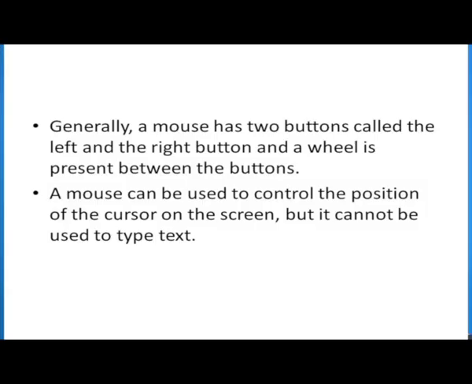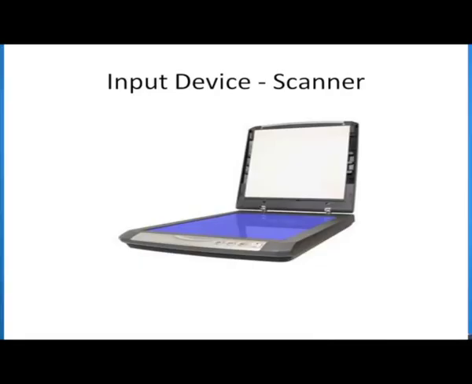Generally, a mouse has 2 buttons called the left and right button and a wheel is present between the buttons. A mouse can be used to control the position of the cursor on the screen, but it cannot be used to type text. Next input device is the scanner.